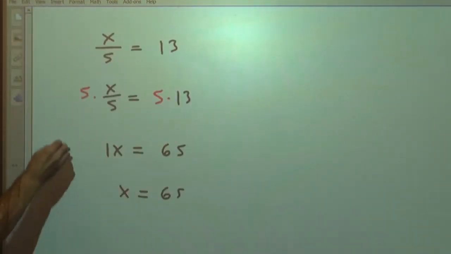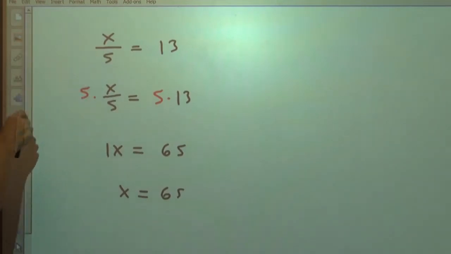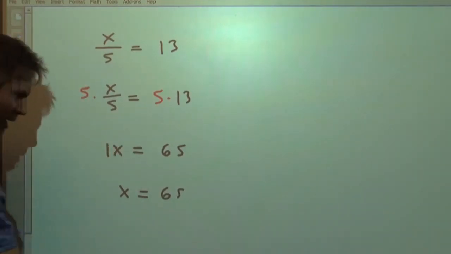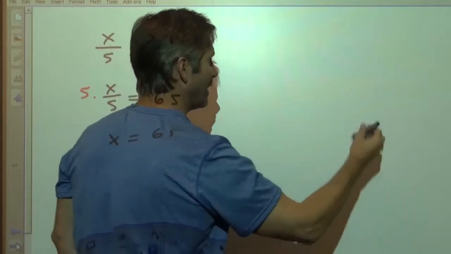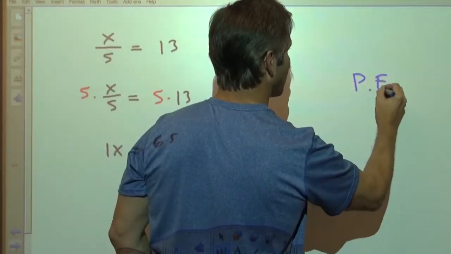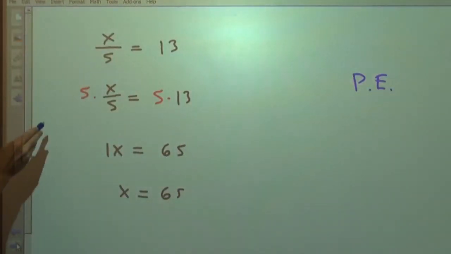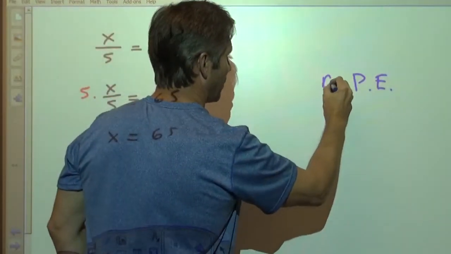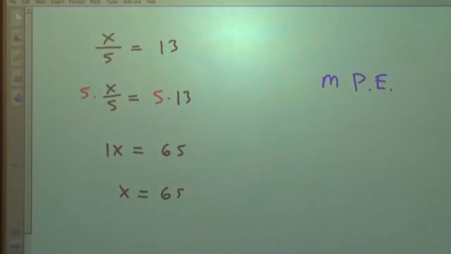All right, if we go here to undo division by 5 to solve this, we're going to multiply both sides by 5. So as you can imagine, that is a property of equality because we're doing the same thing to both sides. This time we're multiplying both sides by the same number. So this is the multiplication property of equality.